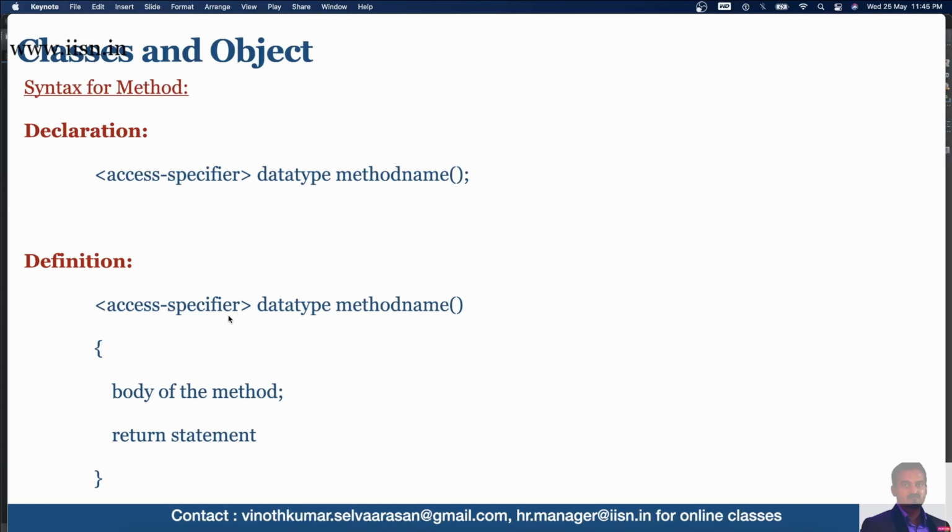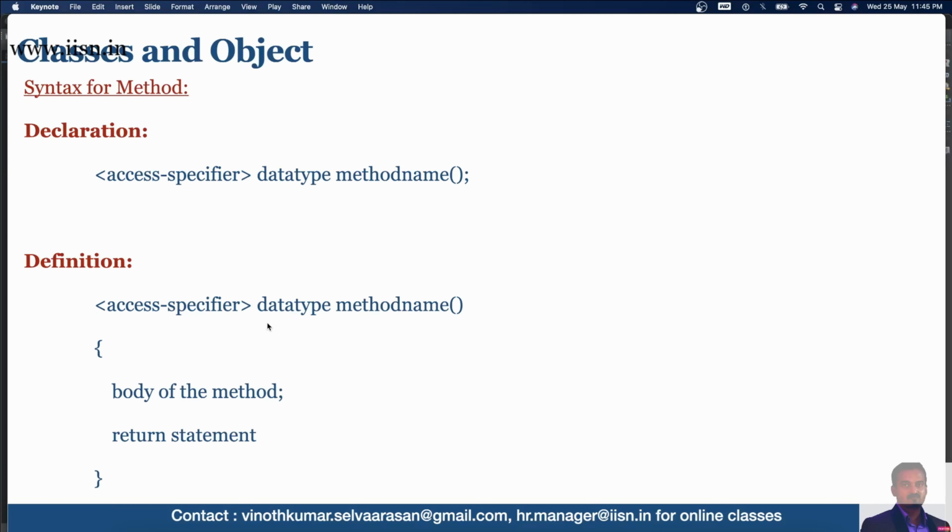First, we give the access specifier, followed by the data type, followed by the method name. The data type is the return type: what type of value the method has to return, whether it is an integer, a string, or anything. So this is the syntax part.